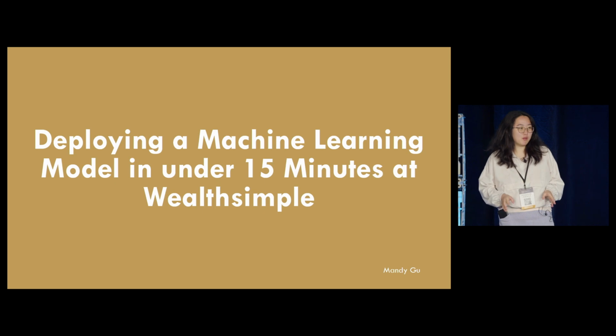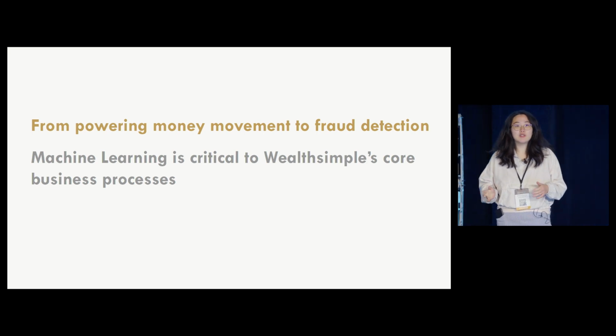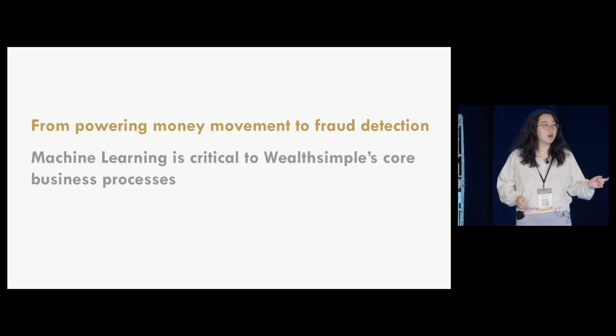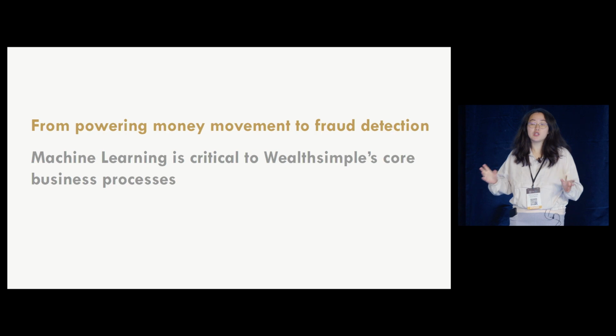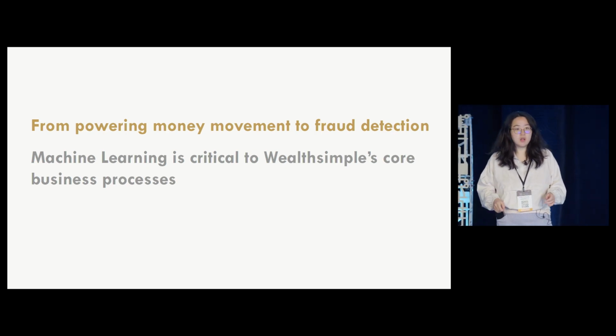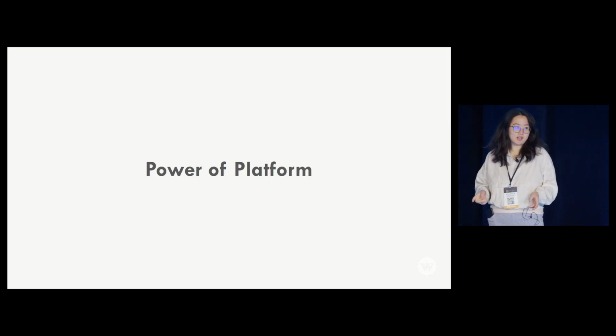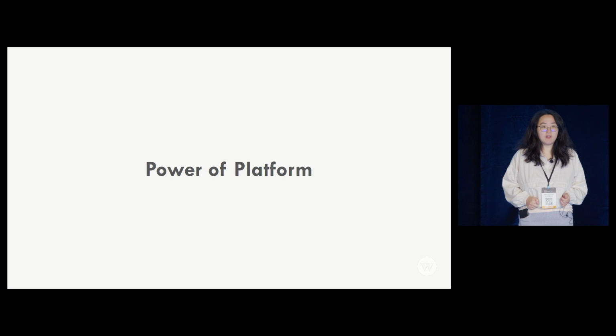From powering money movement to fraud detection, machine learning is critical to several core business processes at Wealthsimple. However, it used to take us months to get from a trained model into production, and this made it very challenging to keep up with the constantly evolving business ecosystem. What we needed was a platform, a way to simplify our architecture and reduce the need for duplicate efforts.